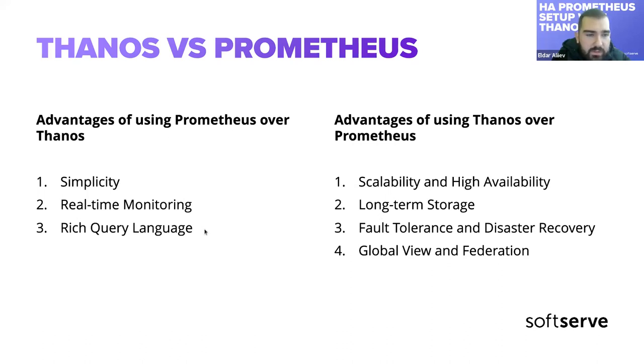So this last point could be omitted actually. Then if you use Thanos over Prometheus, you will get scalability and also high availability. Additionally, you will resolve the problem with long-term storage. Additionally, you will have fault tolerance and disaster recovery. So in case something happens with your Prometheus, all of your data will be stored in the object storage and you will be able to query this data. And the last one that was mentioned before is global view and federation. So you will be able to query the data from the multiple Prometheus servers, aggregate it and get more valuable data and more benefits from this data.